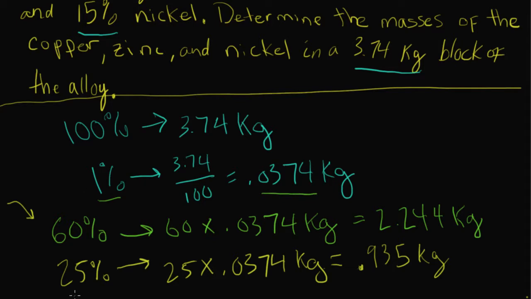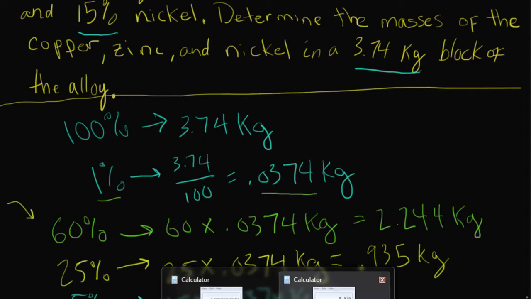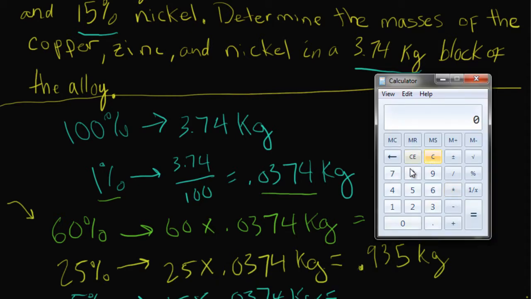Okay. And then we have one more thing to determine here, and that's the nickel. So if you have 15% is nickel, then if 1% is this, then all you have to do to find 15% is, well, multiply by 15 on each part. So 15% is 15 times 0.0374 kilograms. Pull out the calculator. And let's see, 15 times 0.0374, 0.561.